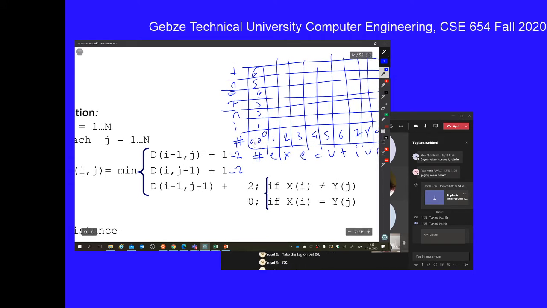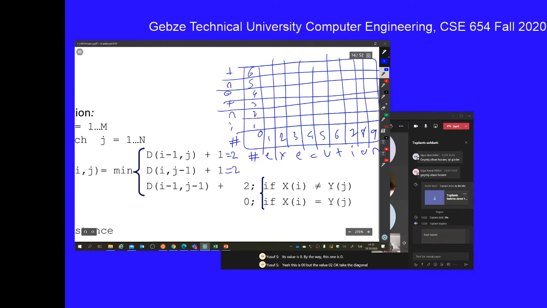By the way, the address is 0,0, but the value is 0. Take the diagonal. If these two are different, then put a 2 in here. If these two are the same, then you're going to put a 0 in here. You don't add anything. Okay. Somebody has a question?